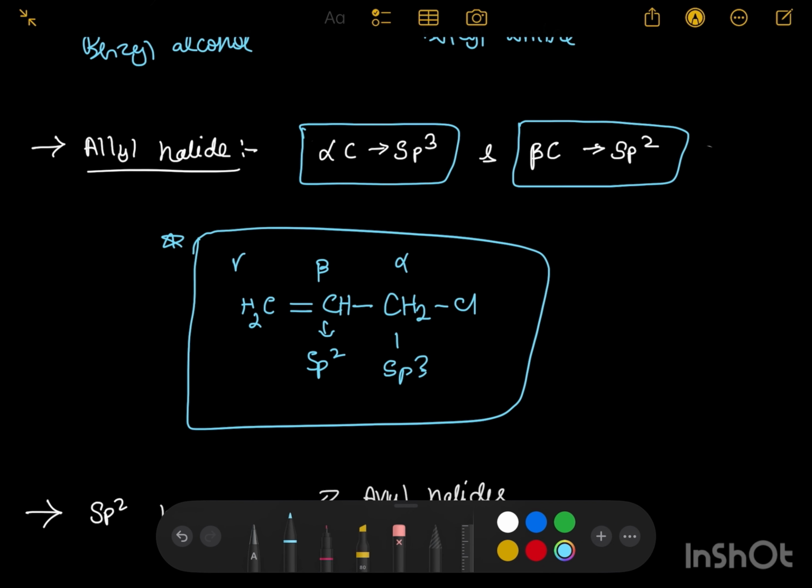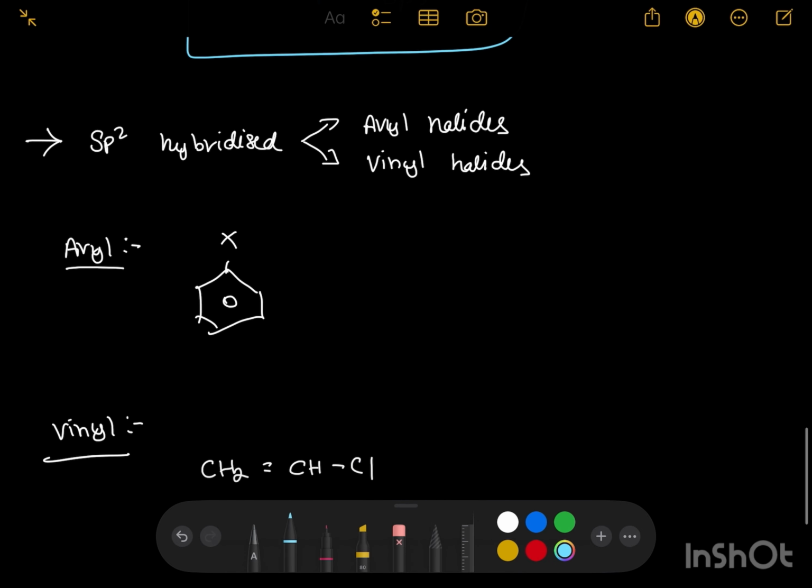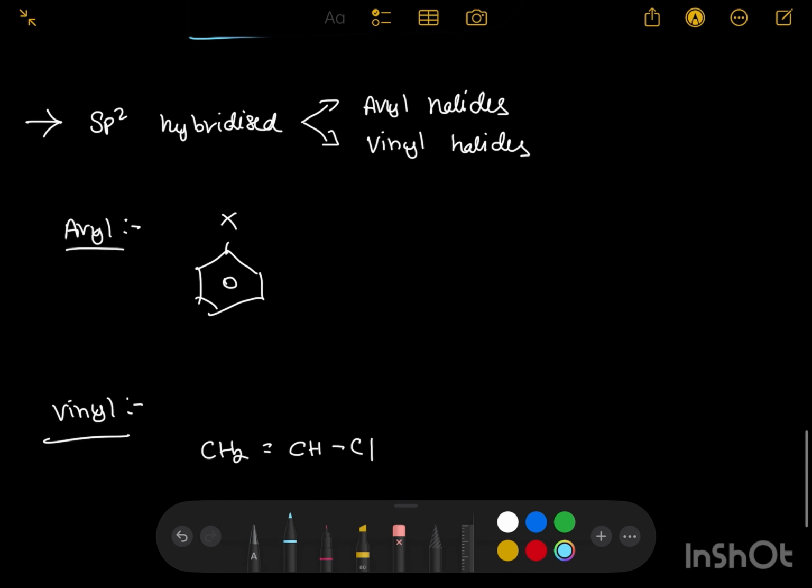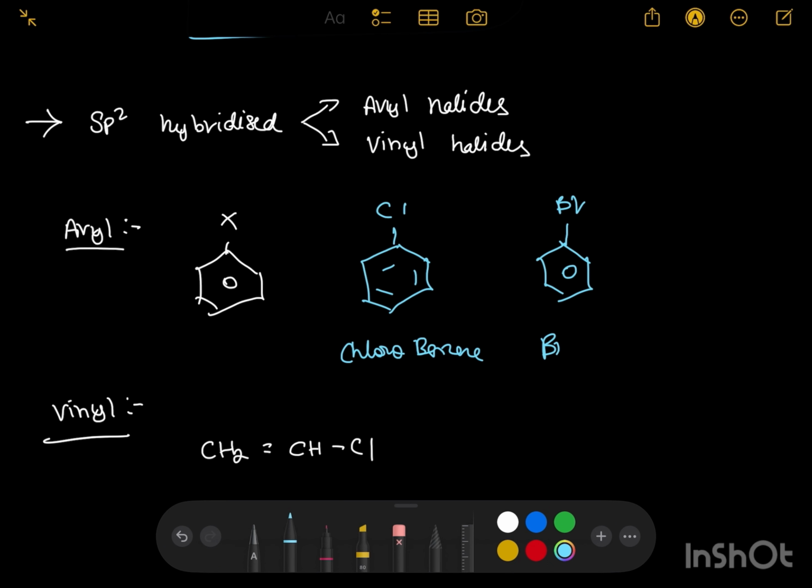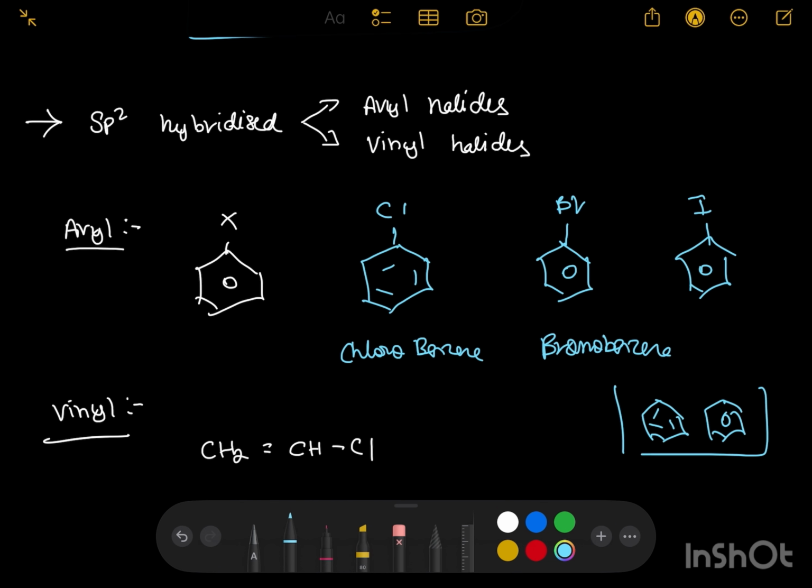Okay. Now going to sp2 hybridization. There are aryl halides and there are vinyl halides. Aryl halides are when the halogen is directly attached to the benzene ring, like chlorobenzene. This is called chlorobenzene. This is called bromobenzene, or iodobenzene. Alright, clear? Now again, just for basic knowledge, for people who are very new to chemistry, writing the benzene structure like this and this, both of them are correct. You can write it in this way or that way.